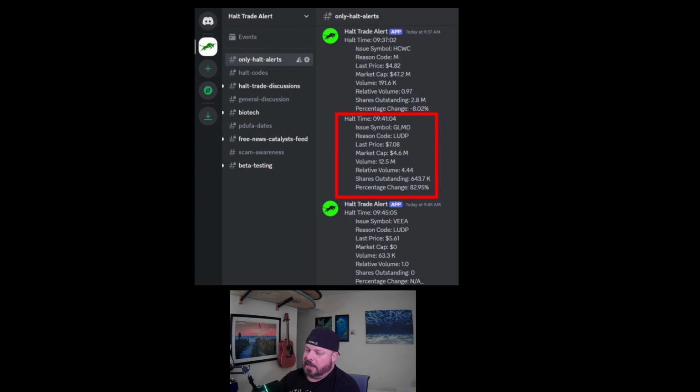In this case, here are some good examples of characteristics to look for, including the shares outstanding, the percentage change for the day, last price, et cetera. So you can look at different things if you want to. But once you get that alert, it gives you basically an idea. You know what? Let me take a look at this on my trading platform.